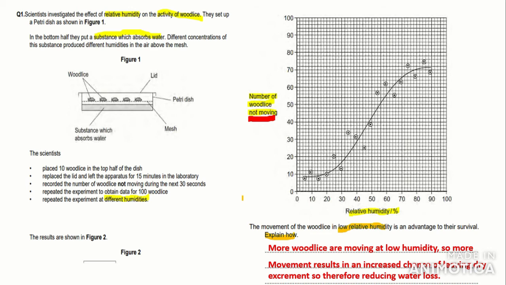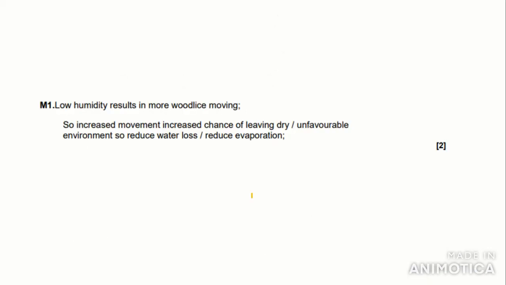So we can look at the mark scheme. Low humidity results in more wood lice moving, which we wrote here. So increased movement, increased chance of leaving dry, unfavourable environment, so reduce the water loss, or you can write reduce evaporation. It doesn't matter what you put, you still get the marks. And this is a 2-mark question as well.